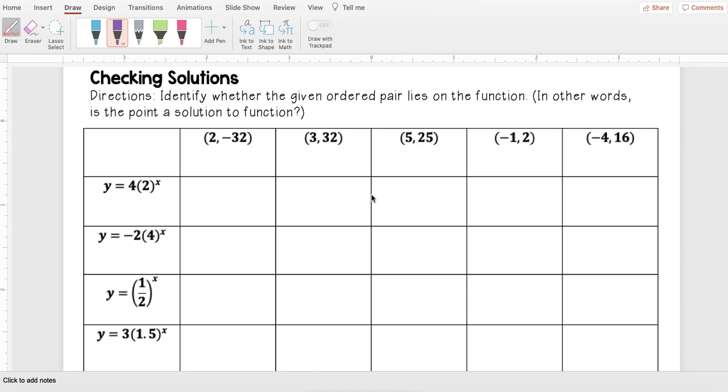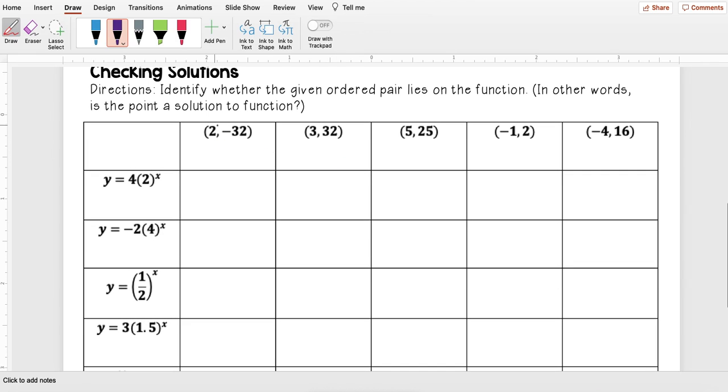So for this next example, we're looking at checking solutions. In this table, I want to identify whether the given ordered pair lies on the function. In other words, is the point a solution to the function? There are a couple of ways that we can do this problem.